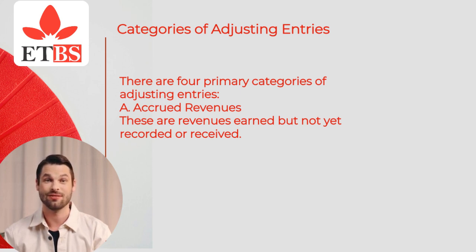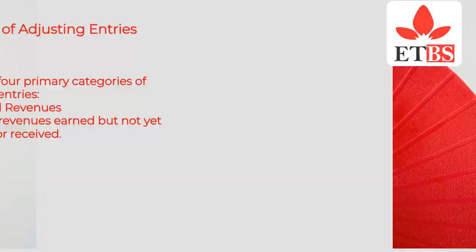D. Prepaid expenses. These are payments made in advance for expenses that will benefit multiple periods. Example: rent of 120,000 naira is paid in advance for 12 months in January. Initial entry: Debit prepaid rent, credit cash. Monthly adjustment: Debit rent expense, credit prepaid rent.